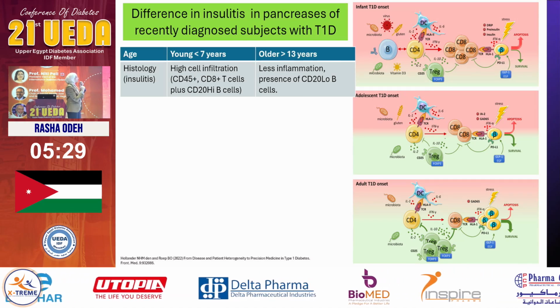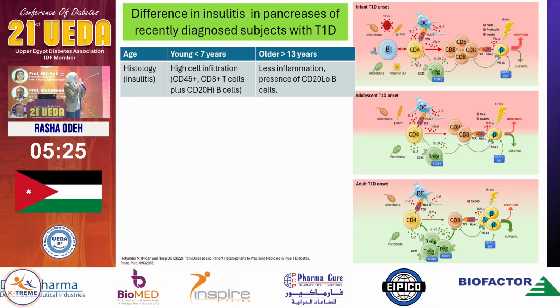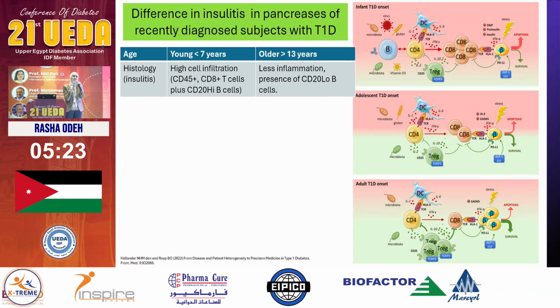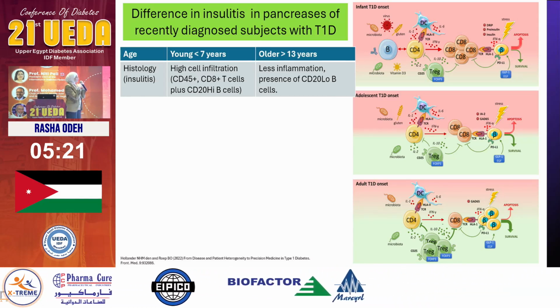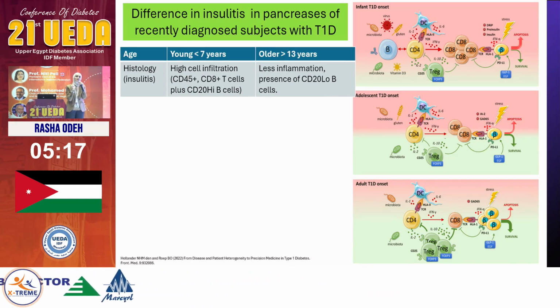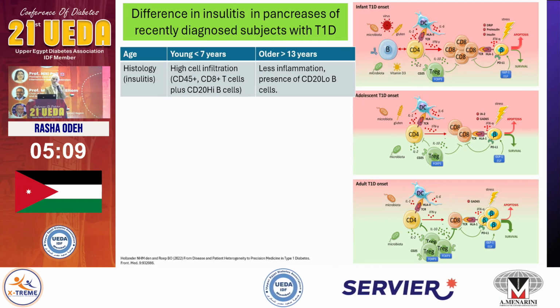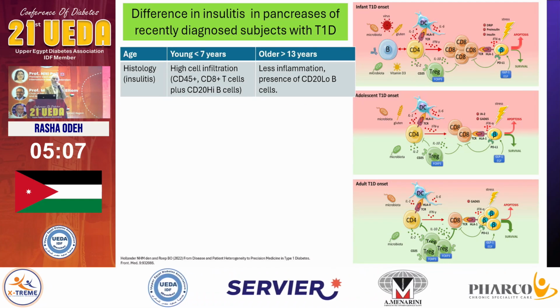And if you look at the adult pancreata, there are much fewer CD8 cytotoxic T cells to cause the destruction, but they have a lot of regulatory T cells that are protective. So we have two also different immune markers in different age groups.